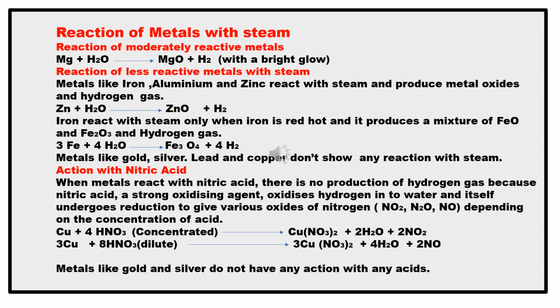What about the metals like gold, silver, copper, etc.? The metals like gold, silver, lead and copper, they don't show any reaction with steam. That means they do not react with steam. So what is the action of metals with steam? The action of metals with steam varies according to their reactivity. You know the reactivity series. So according to the variation in their reactivity, they react with the steam. And some of the metals do not react with the steam.